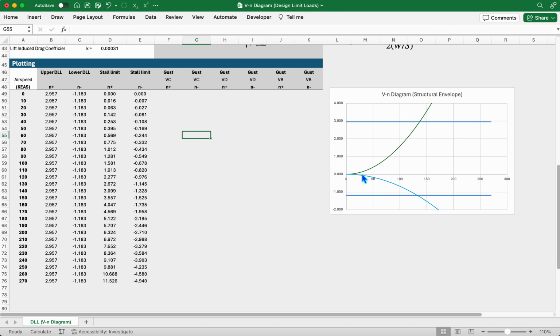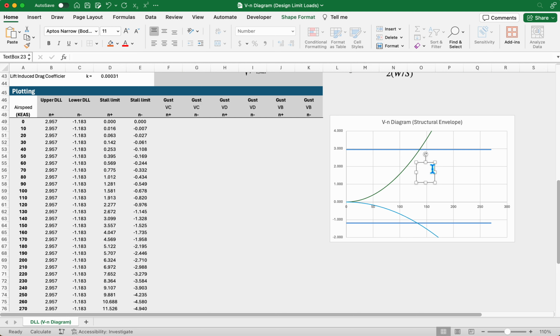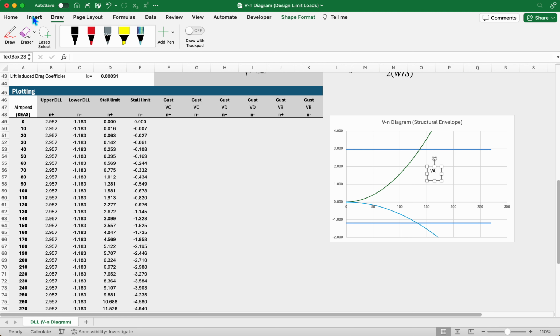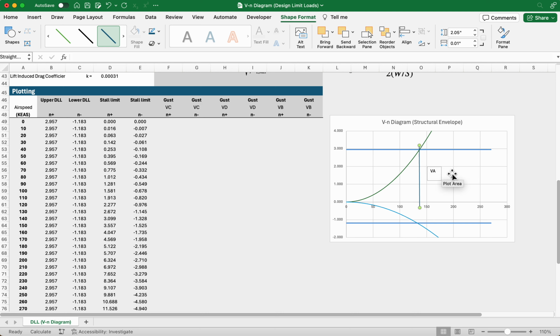So maybe if I insert just some text here, I can write this as VA, and that would correspond to the speed. I'll have another line. The speed where our stall line intersects our positive load limit factor. Hard to talk and think at the same time. So this is our value for VA.